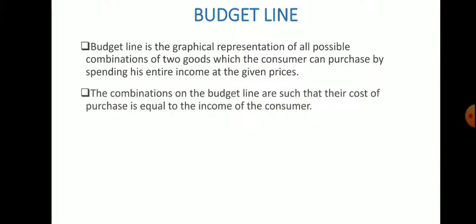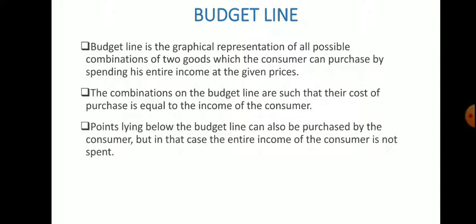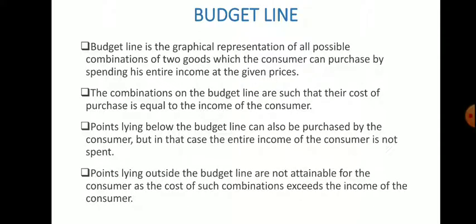Okay. Now, as I said, the combinations on the budget line are such that their cost of purchase is equal to the income of the consumer. But the points lying within or below the budget line, as we have seen with point D on the diagram, are attainable, because at that time the person is spending less money. But the points lying outside the budget line are not attainable, because they are not affordable for that person.